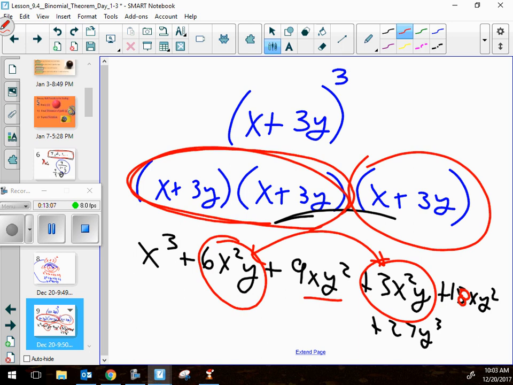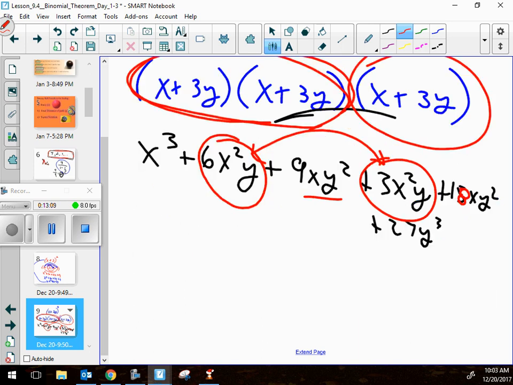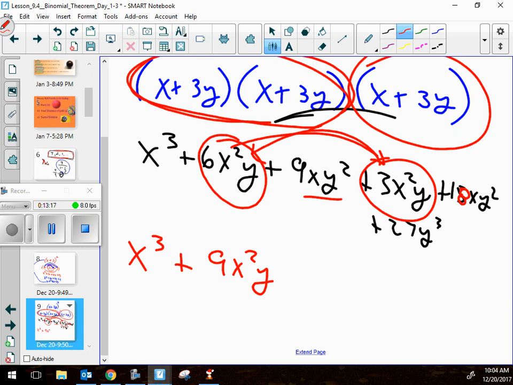Okay, so why don't you guys tell me what you think the final answer is? X to the third plus, and then these two you want together, and that makes 9x squared y plus 27xy squared. And that's because this and this go together. Okay. And then what?